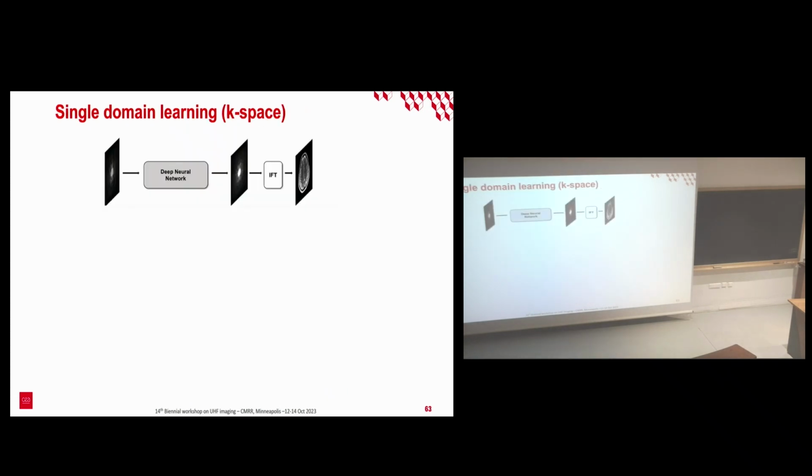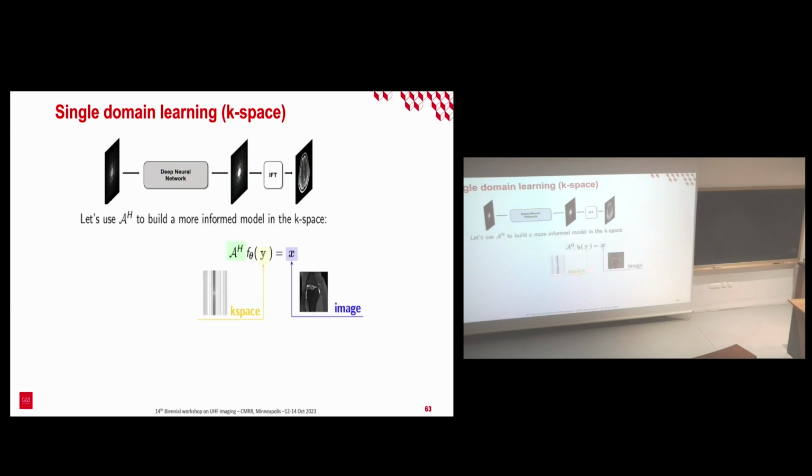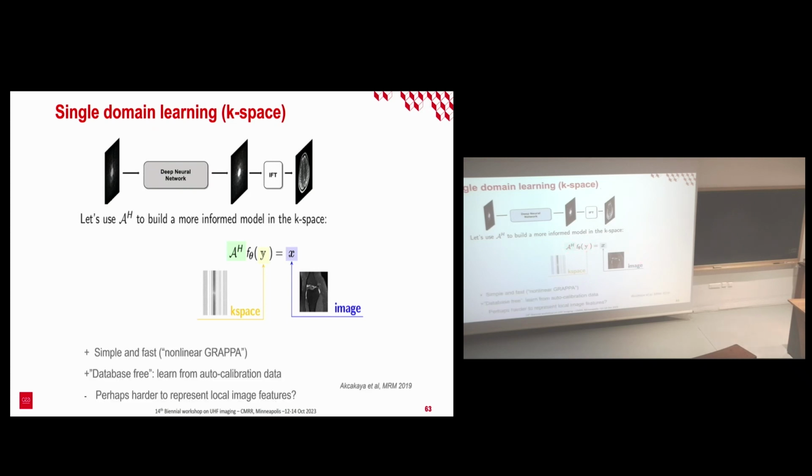Now, symmetrically, there is also single domain learning in the K-space. First you try to build up a deep neural network in the K-space, and then once your K-space is completed, you apply the simple inverse Fourier transform. Mathematically, this can be formalized like this: you learn directly a neural network on y, which is the undersampled data. And then once this is full, you apply the adjoint operator to recover the image.